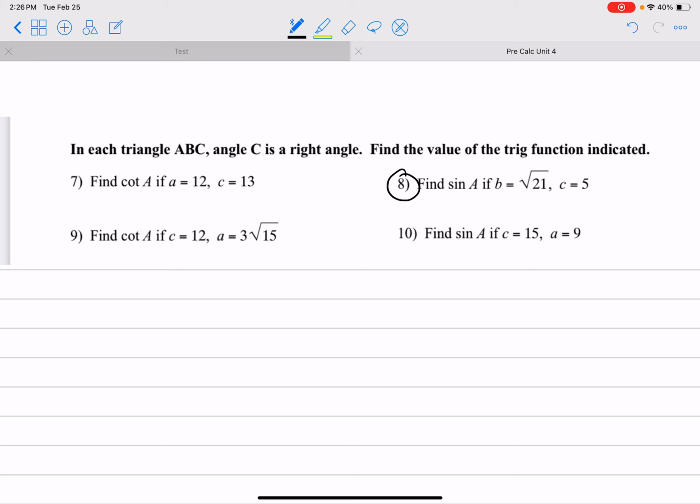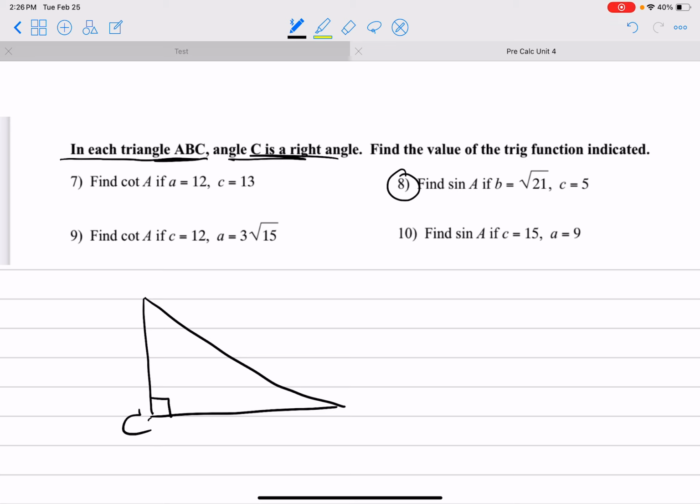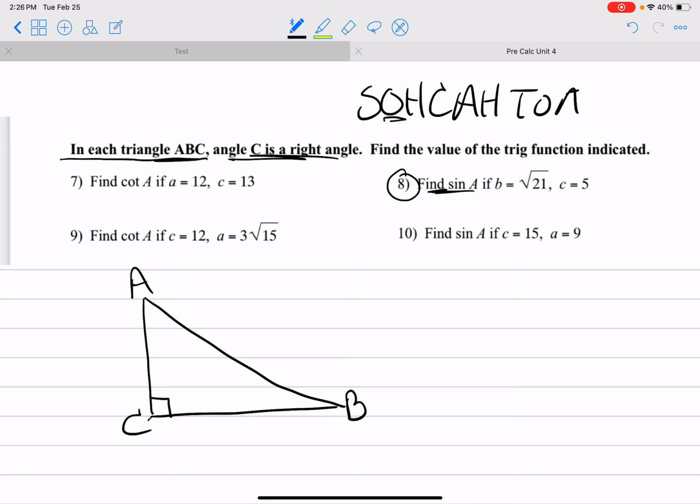So the first thing I have to do is I need to draw it. It says in each triangle, ABC, C is the right angle. So let me draw a triangle. Here's my right angle. C is the right angle. Okay, so A, B, C. Number 8 says find the sine of A. So I'm going to do SOH CAH TOA, sine, opposite over hypotenuse. This is angle A. Find the sine of angle A.